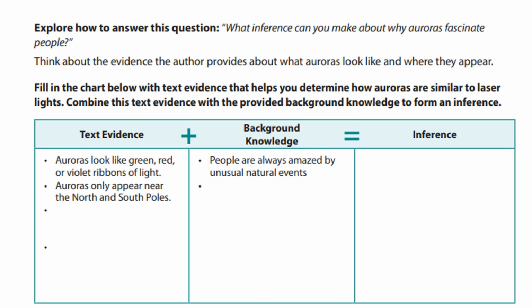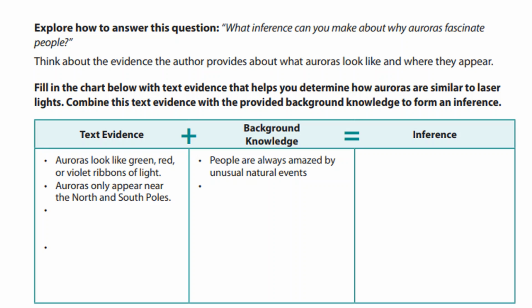So we are going to look at the question: what inference can you make about why auroras fascinate people? Think about the evidence the author provides about what auroras look like and where they appear. Fill in the chart below with text evidence that helps you determine how auroras are similar to laser lights. Combine this text evidence with the provided background knowledge to form an inference. So why are auroras so fascinating to people?